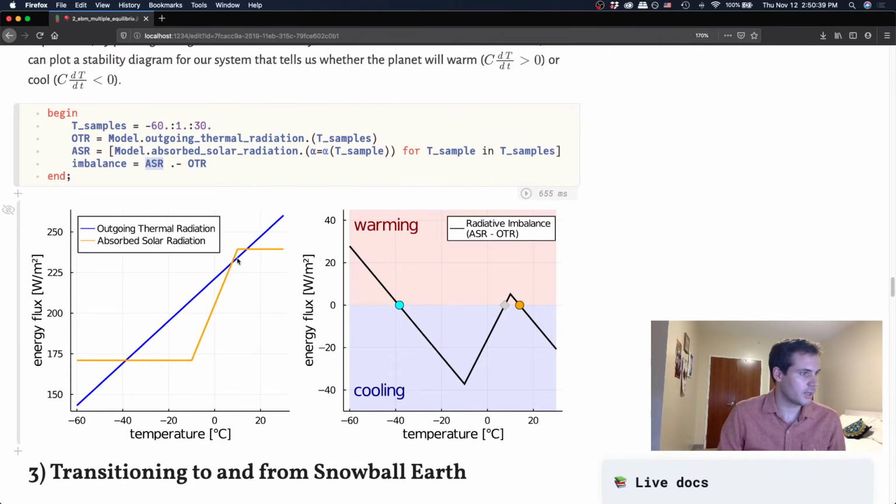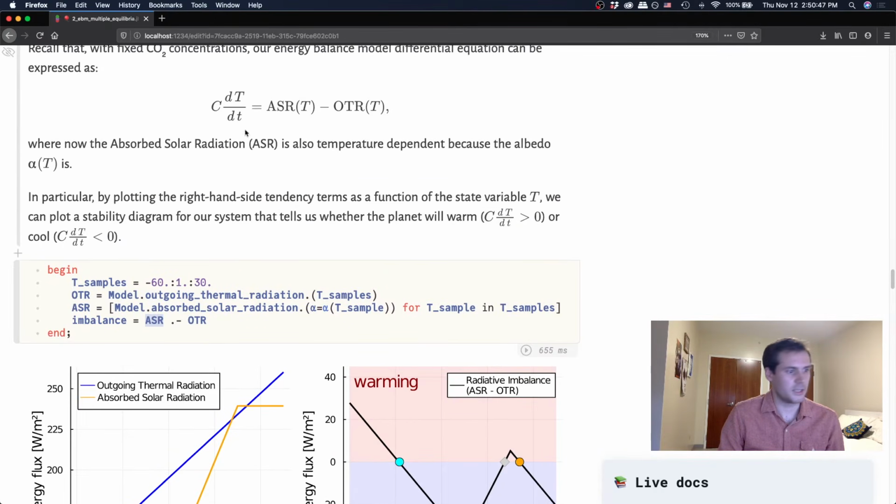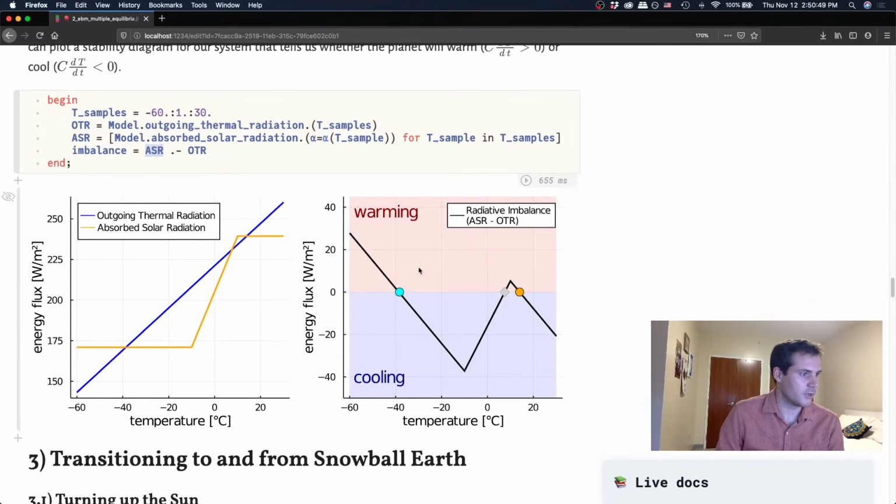And we can look at that a little more clearly if we just subtract the two and calculate the radiative imbalance, which is basically this C dT up here. And so indeed, for temperatures less than 40 degrees, you're going to end up warming. For temperatures between minus 40 and this unstable equilibrium, you're going to end up cooling. And then between these two, you're going to warm, and then at large temperatures, you're going to cool again.